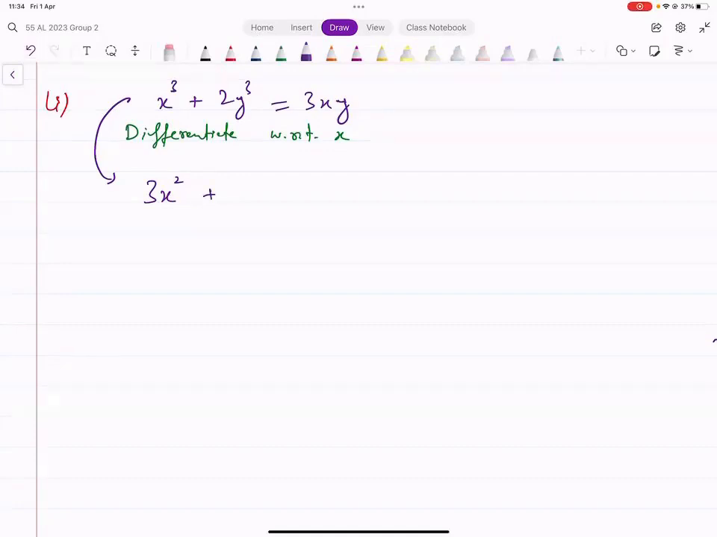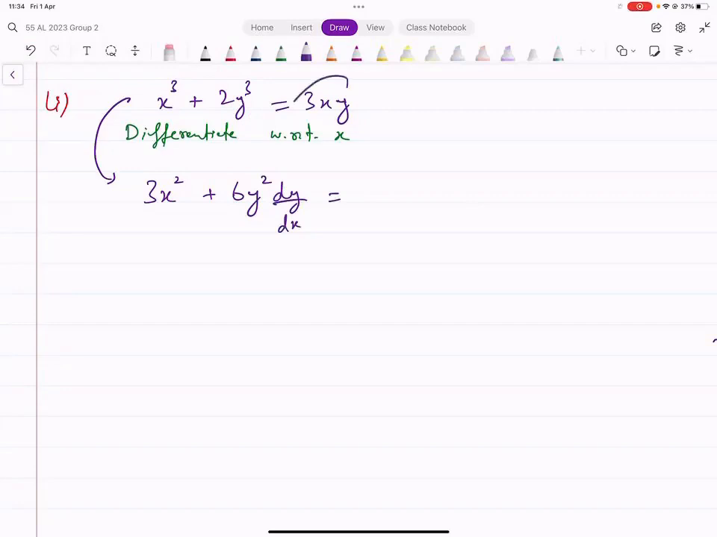Plus 2y cube, 2y cube power 2 से multiply हो जाएगी, 3 into 2 that becomes 6. Y की power में से 1 minus कर देंगे, so right now it's cube, 3 minus 1 is going to become square. And then we multiply by the derivative of y. Derivative of y क्या होता है? It's dy over dx, we multiply by that.